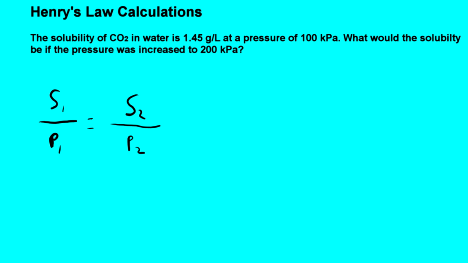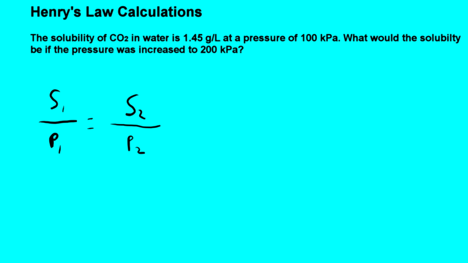So let's do a Henry's Law calculation. Say we have some CO2 in water. The solubility is 1.45 grams per liter at a pressure of 100 kPa. kPa is a unit of pressure, much like pounds per square inch or millimeters of mercury. If you watch the Weather Channel, they usually talk about atmospheric pressure in millimeters of mercury, inches of water, torr. There's a lot of different units, but we're going to just use kPa for right now. So all we have to do is plug in numbers into this equation.